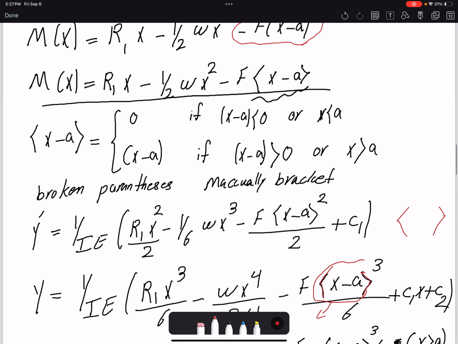Again, if you look at the if condition, if x is less than a, we are not going to put a negative value here because that would set our equation incorrectly. Just get rid of this. That's the difference between a Macaulay bracket or singularity function and a normal parenthesis. It reduces our equations.